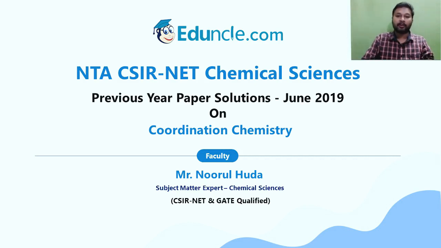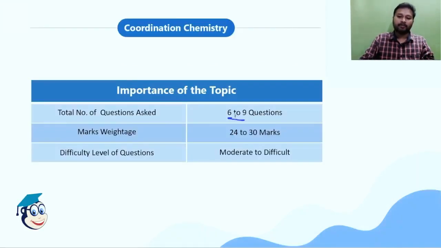First of all, from inorganic chemistry, this is one of the topics which carries almost the maximum weightage, right? The total number of questions asked from here will vary from 6 to 9. So you get around 6 to 9 questions from this topic, and you can easily score around 24 to 30 marks from it. That makes coordination chemistry a very important topic to be covered.